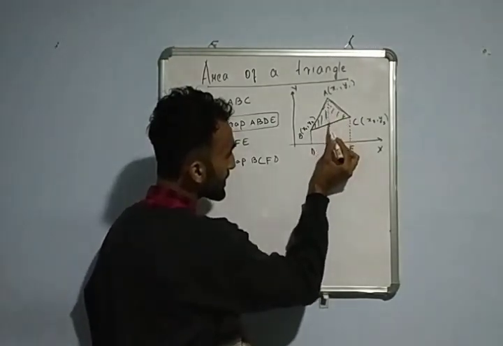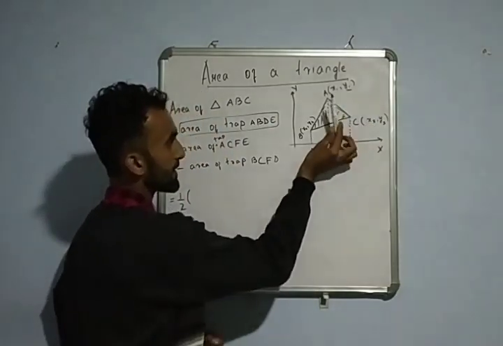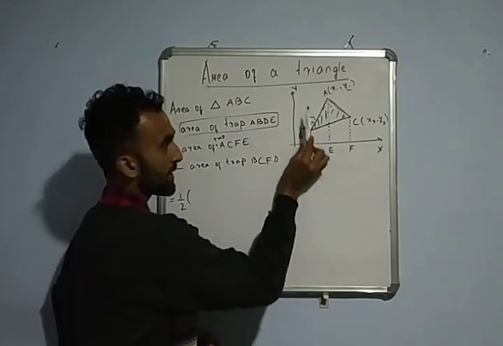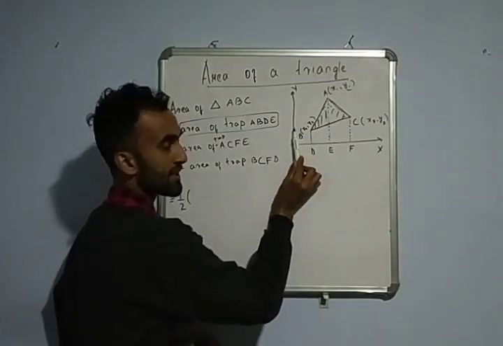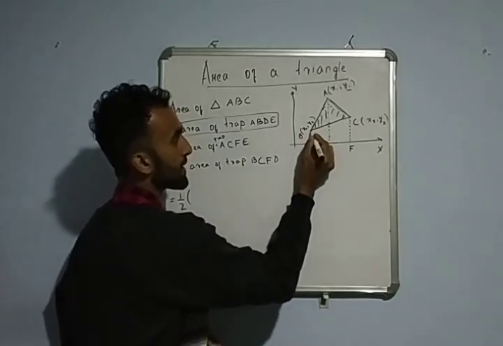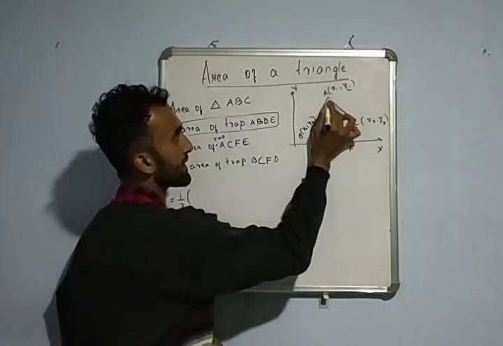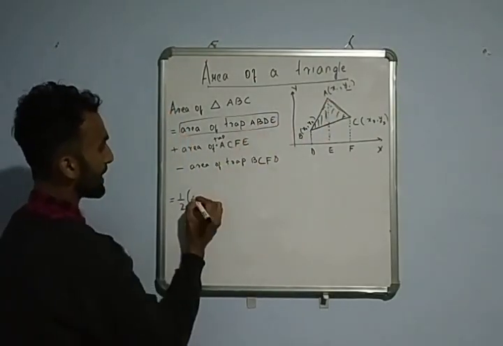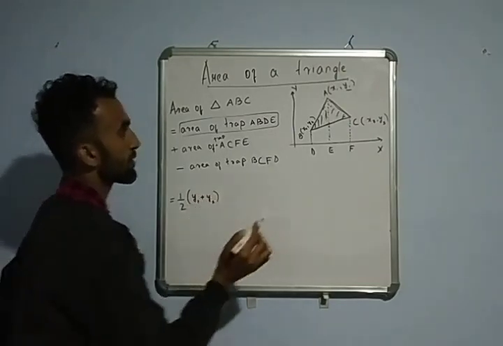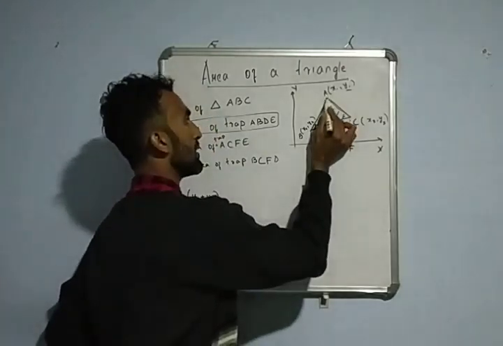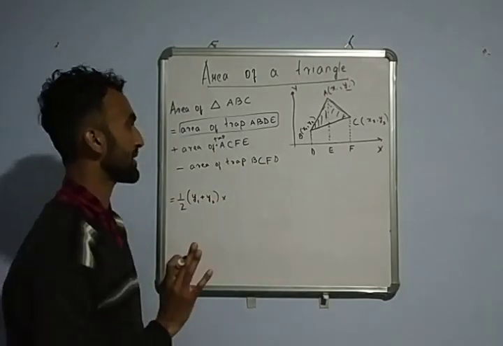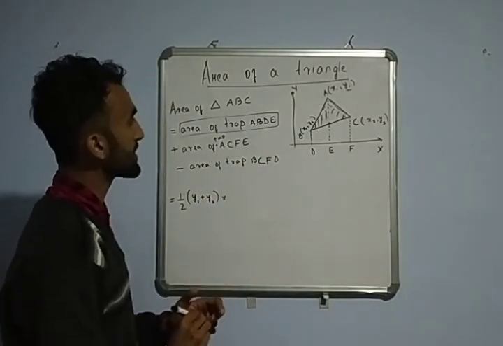Now what is this? Is it not y1? Because this line is parallel to the y-axis. And this line is also parallel to the y-axis only. So I can take it because from here till here is y2 and from here till here is y1. So sum of the parallel sides I can write like this: y1 plus y2, into the height.